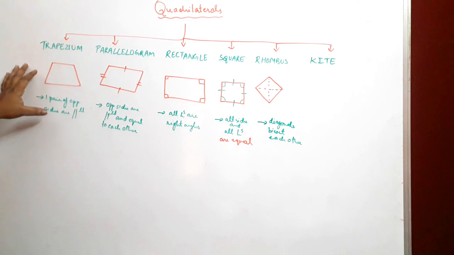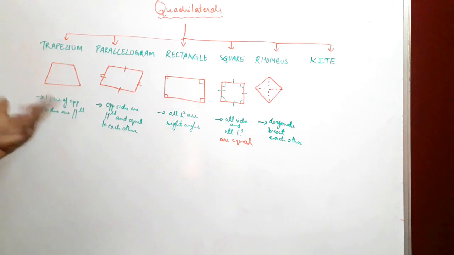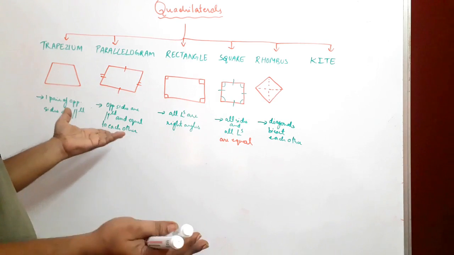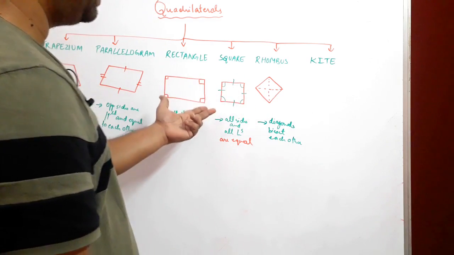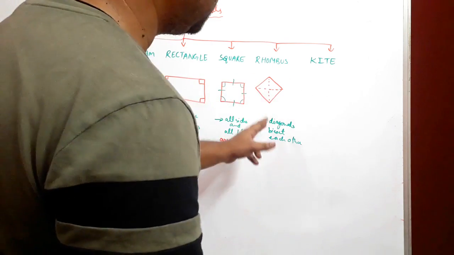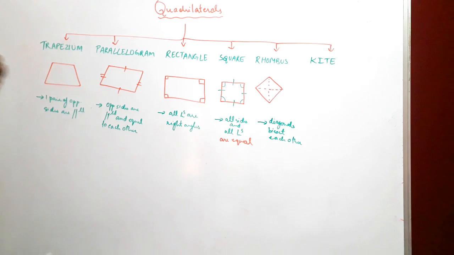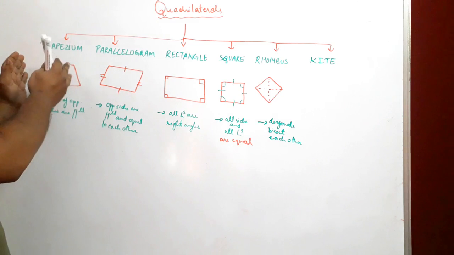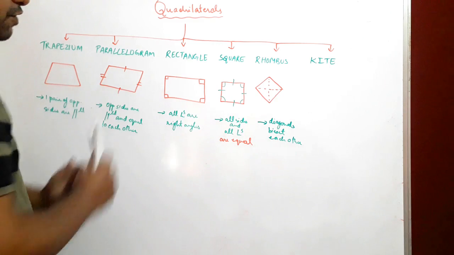For example, if you look at the trapezium, of the opposite sides, only one pair is parallel. For a parallelogram, opposite sides have to be parallel and equal. For a rectangle, all four angles are right angles. Then for a square, all four sides and angles are equal. And for a rhombus, the diagonals bisect each other. That doesn't mean that the properties will not overlap, meaning there will be properties shared by one type of quadrilateral with another type of quadrilateral.